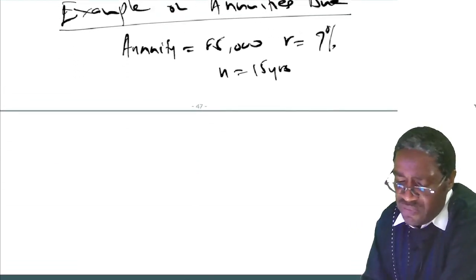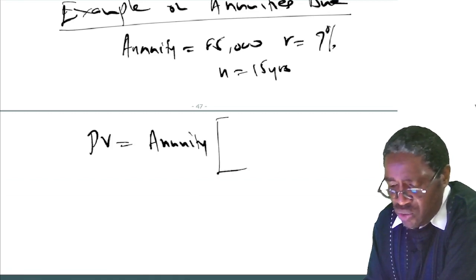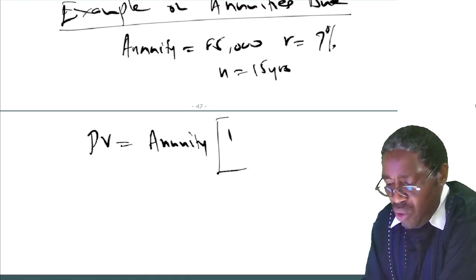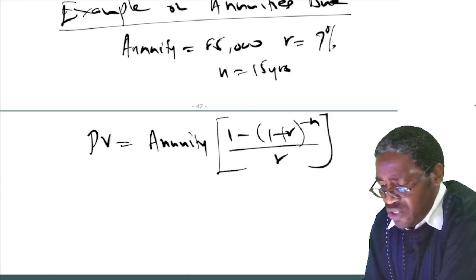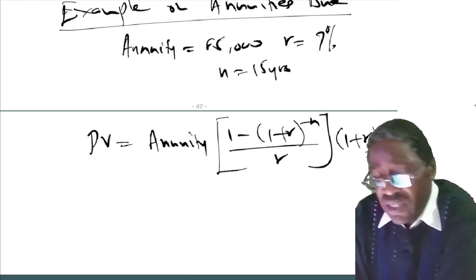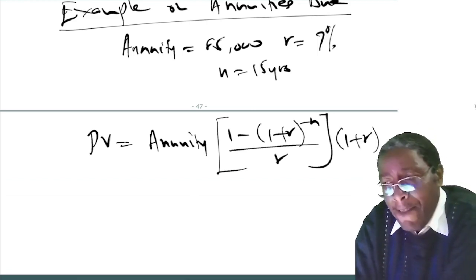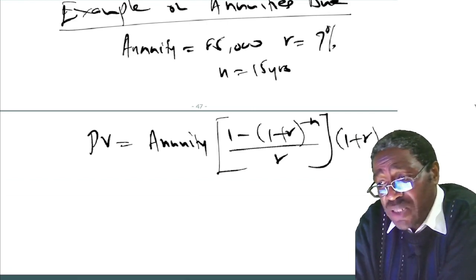Let's get the present value now. Present value equals annuity into 1 minus 1 plus R to the power of negative n, everything divided by R. Then I told you, you now multiply by the factor 1 plus R.